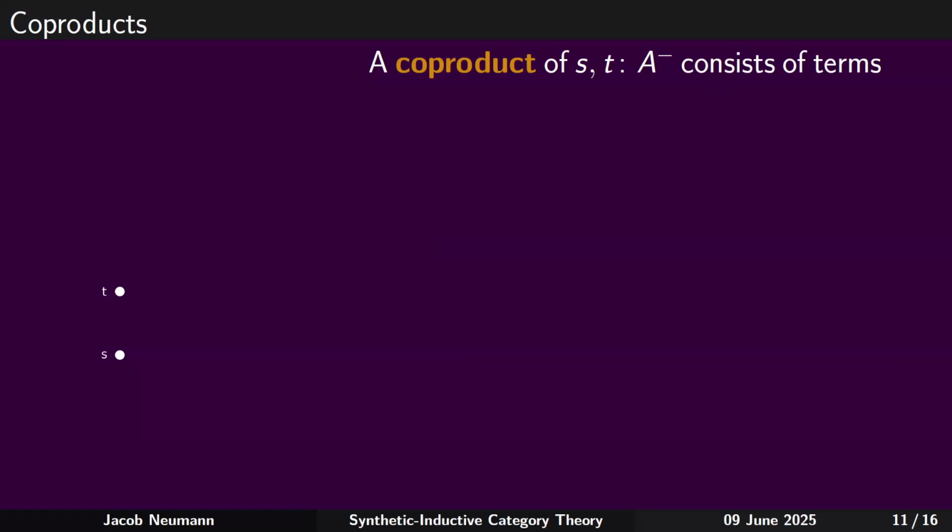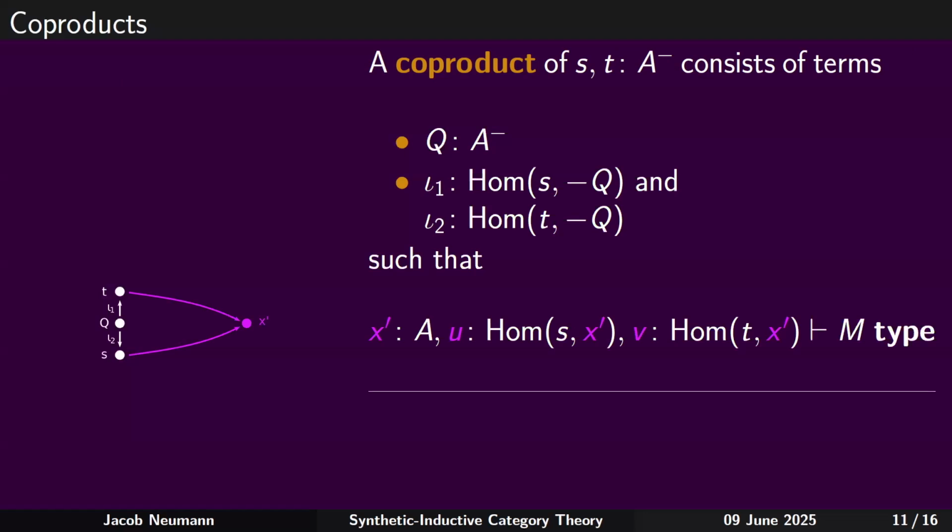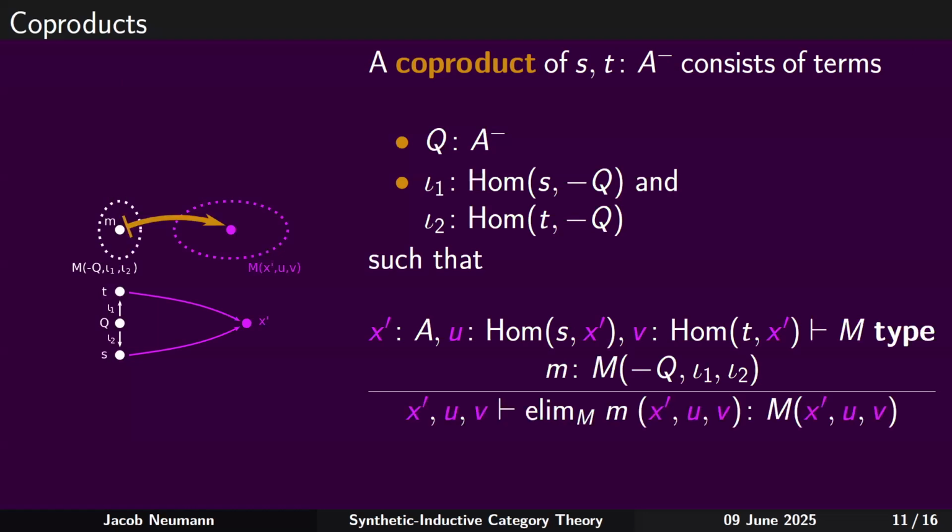So here's an example, coproducts. I have two objects, S and T. I put them as A minus, but since they're closed, it doesn't really matter. And a coproduct of S and T should consist of an object, Q, and morphisms, iota 1 and iota 2. I think I drew them backwards. Yes, sorry, iota 1 and iota 2 go into Q because this is a coproduct. And then the principle of induction is this: if I have a type depending on an arbitrary cocone, then in order to inhabit that type for an arbitrary cocone, it suffices to inhabit it just for the initial one given by the coproduct.